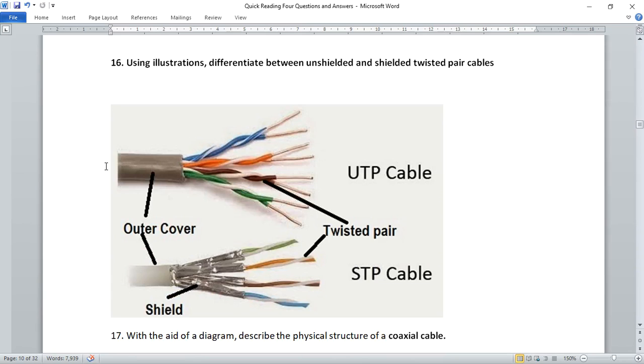Using illustrations, differentiate between unshielded and shielded twisted pair cable. When you talk about unshielded, we are talking about UTP cable. You will hear your teacher talking of UTP. Then we have the STP, that is the shielded twisted pair cable. So these are the 2 cables. You can have the outer cover. This one, the shielded, has this shield here. You can see the difference, but this one doesn't have the shield. It just has the coating. So they have differences. Make sure at your free time you read about them in detail.